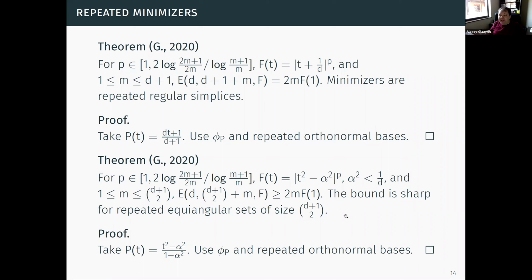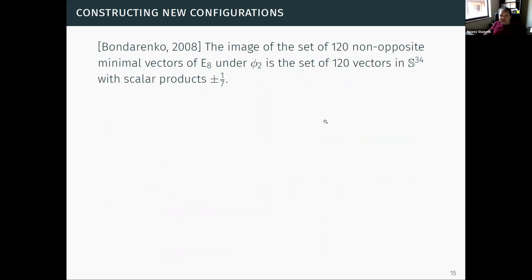So the bottom line here, we should work with orthonormal basis. This is the key object here. Okay, so that was my second convincing argument that this is what we should study. The third direction where we can use our tool is to construct new configurations.